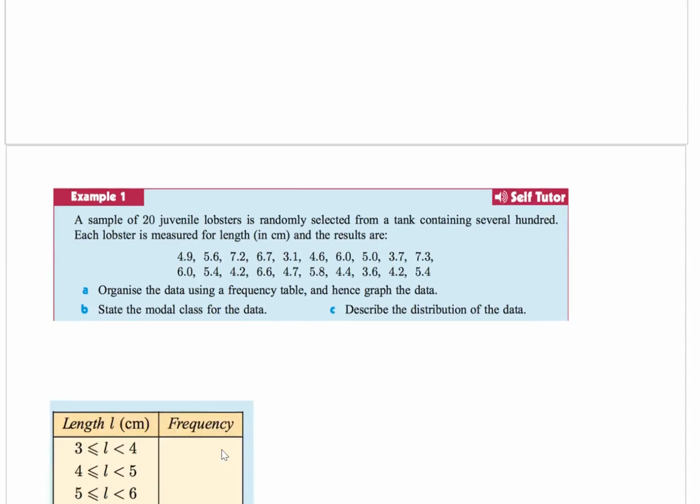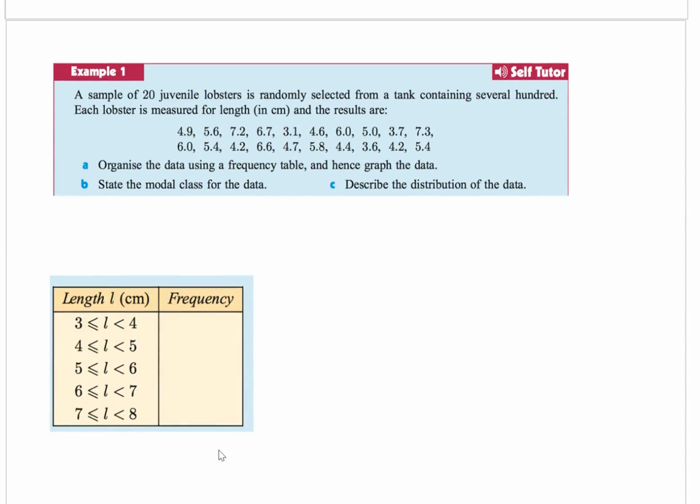And finally, let's move on to a couple examples. In this first one here, they give us 20 juvenile lobsters from a tank of several hundred. So we randomly select 20 lobsters here, and they want us to organize them in a frequency table and then do some stuff with it. So let's look here. They want me between 3 and 4. So how many lobsters between 3 and 4? There's one here, one here, and here. So it looks like 3. So there should be 3 lobsters.